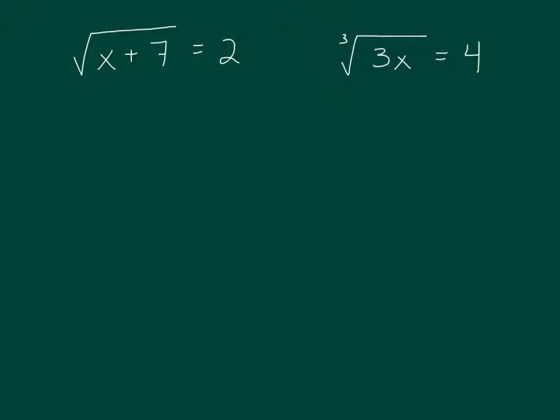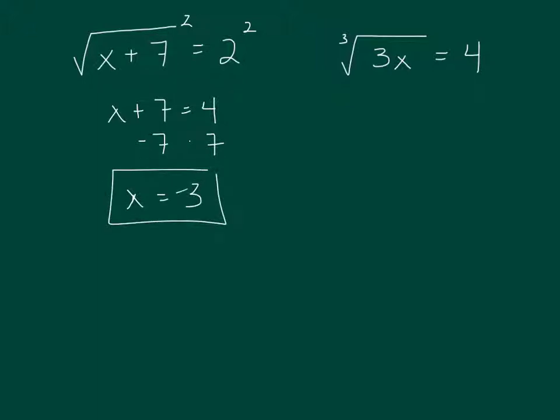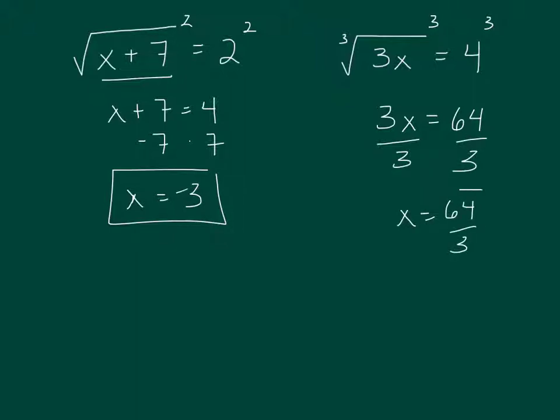We will square both sides here. We get x plus 7 equals 4. I'm going to subtract 7, so I get x equals negative 3. Negative 3 plus 7 is 4. The square root of 4 is 2, so this one checks out. On the right-hand problem, I will cube both sides, and I'll get 3x equals 64. Divide both sides by 3, and I'll leave this as a fraction, 64 thirds.